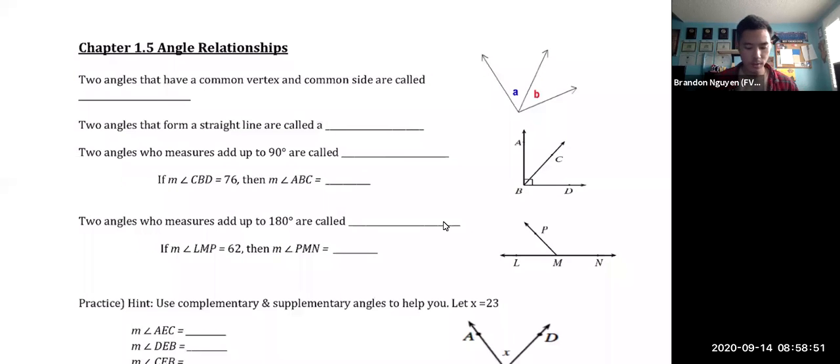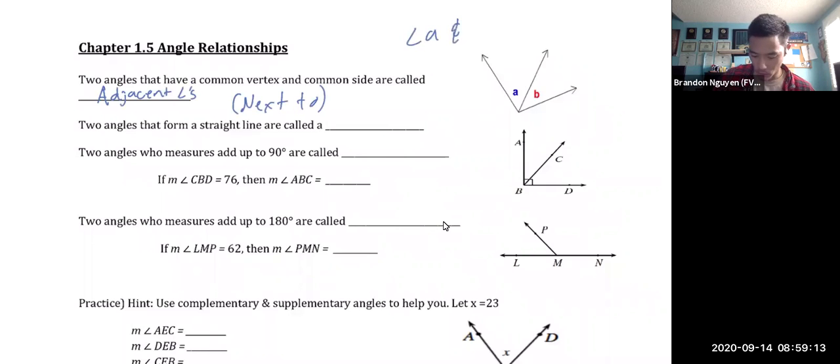Okay, angles and relationships. Two angles that have a common vertex and a common side are adjacent angles. So basically the word adjacent means next to. Like I'm adjacent to my MacBook, right? I'm next to my MacBook. So angle A and angle B are adjacent angles. This is a vocab.